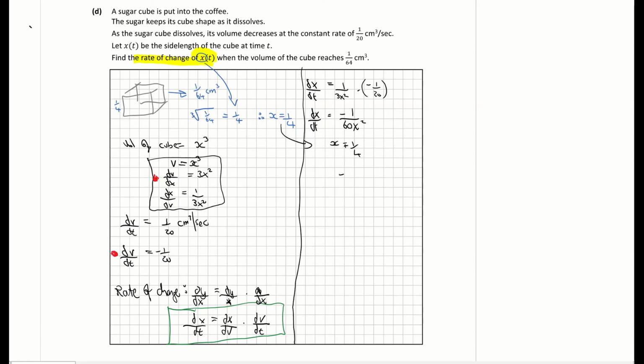And I'm going to sub that in, so therefore minus 1 over 60 times 1 over 4 squared is going to get me minus 4 over 15, and we are now talking in centimeters per second. So find the rate of change of x of t when the volume of the cube reaches 164 centimeters cubed. The rate of change is minus 4 over 15 centimeters per second. That is question 9 complete.